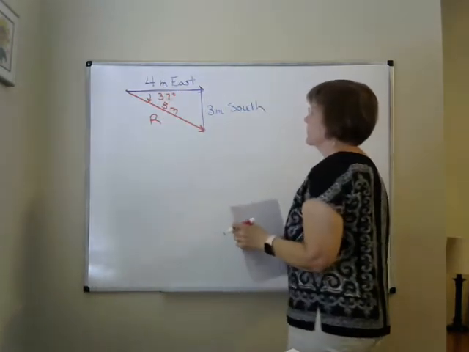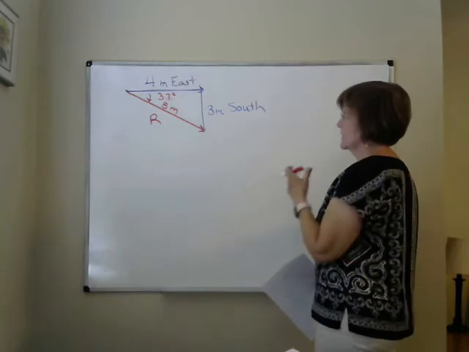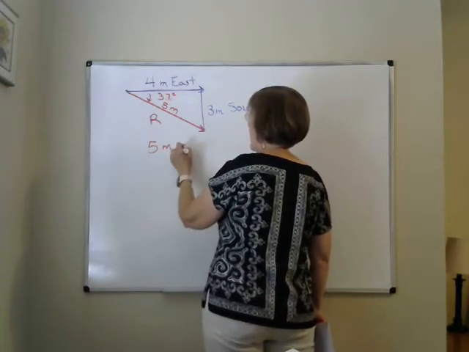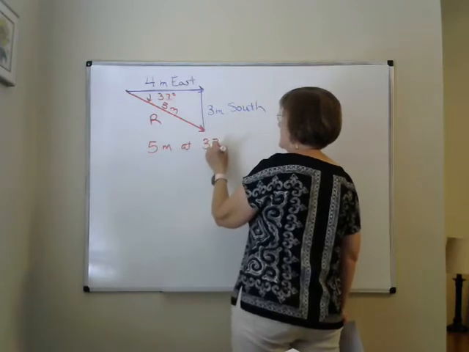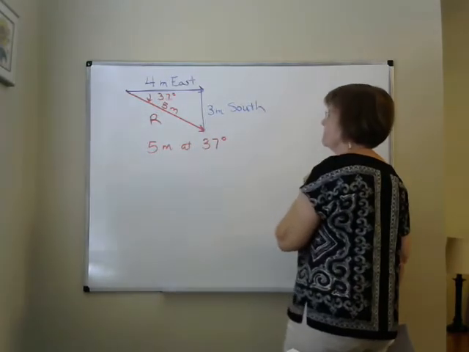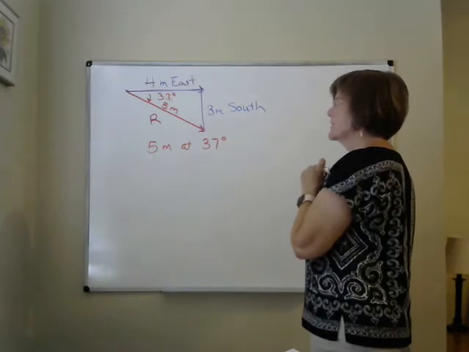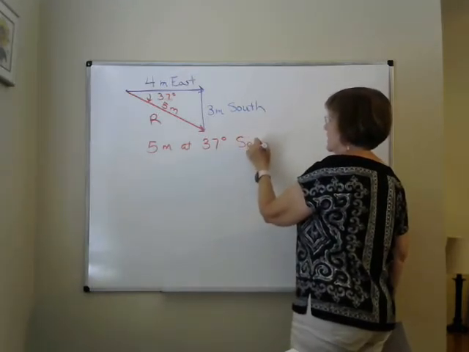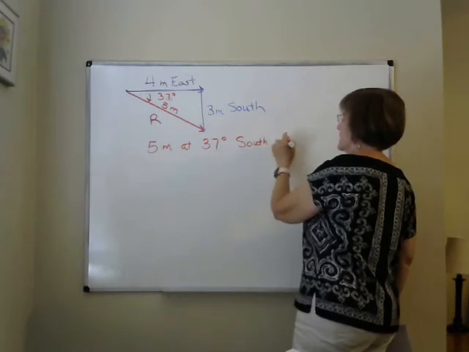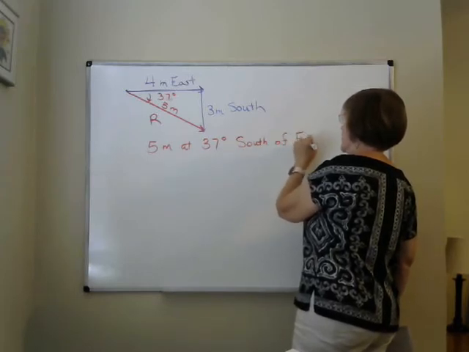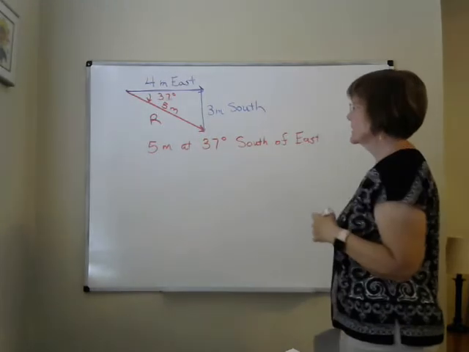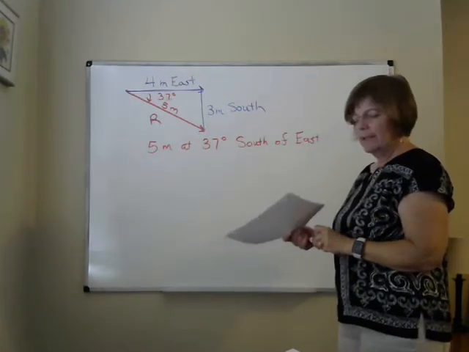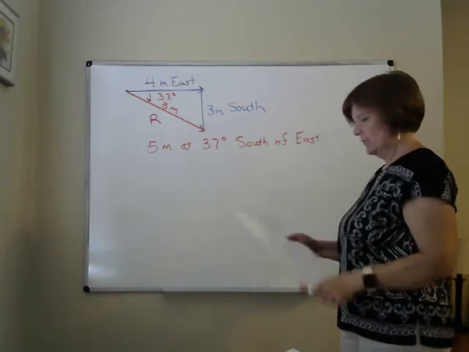And we'd have to describe it. How would we describe that resultant? We'd say it's 5 meters at 37 degrees. It's not 37 degrees south. We would say south of east. It doesn't point east, it's 37 degrees south of east. Okay. All of that can be done with rulers and protractors.